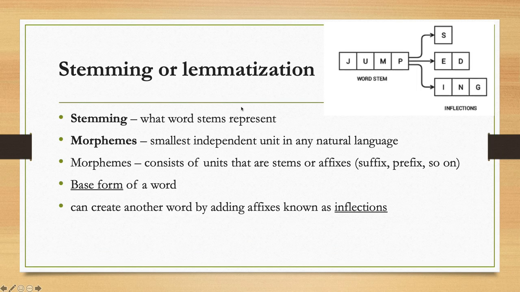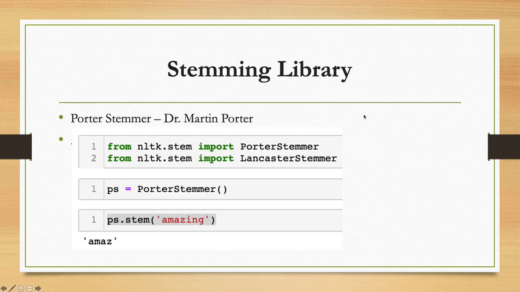Now, in natural language processing, usually when you try to process the different words, you really have to identify the different stems. So you try to narrow down the very basic form of a word. We call that stemming. The first person who created a stemming library is Dr. Martin Porter, so we call it Porter stemming. You can also use the NLTK framework, nltk.stem, in order to use stemming.